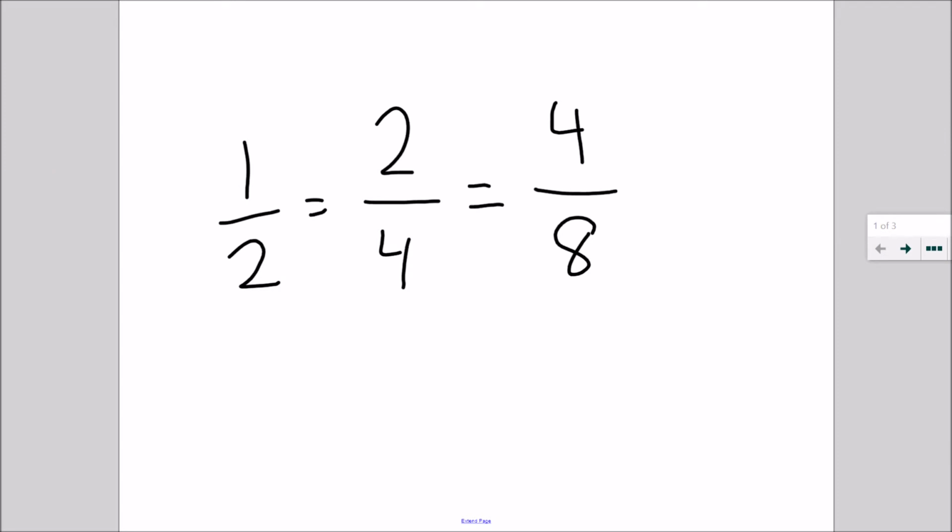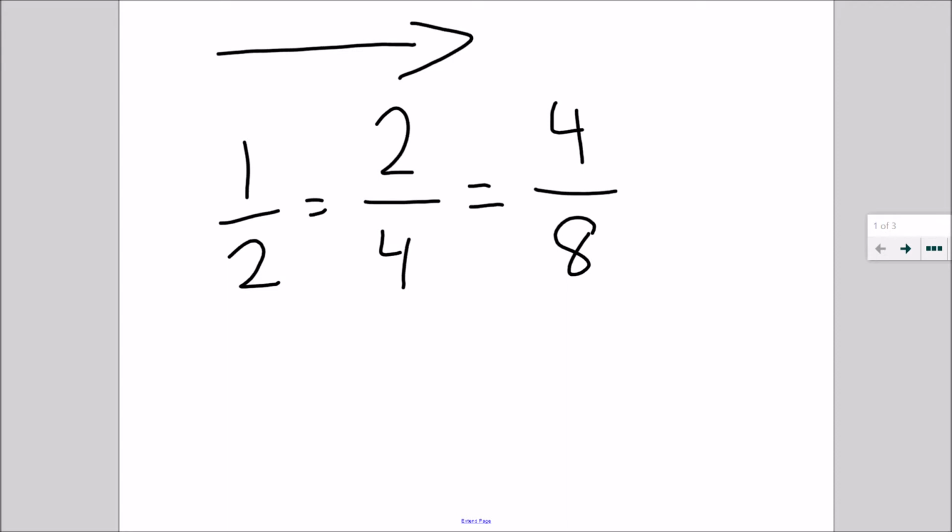I've lined up all three fractions we looked at before. Maybe you've already noticed something about them. As we go from left to right, the numerator and denominator keep doubling. First, the 1 becomes a 2, and then the 2 becomes a 4, for the numerators. For the denominators, the 2 becomes a 4, and then the 4 becomes an 8.